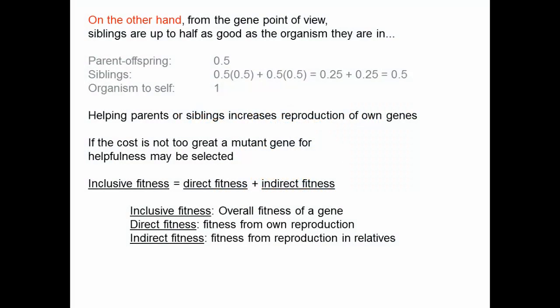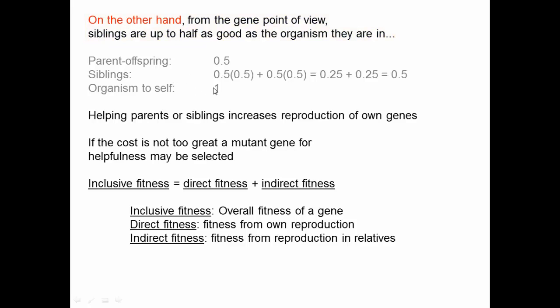Continuing from our previous video, if we think about intergenerational conflict, we've been thinking about it in terms of genes in individuals, maximizing the fitness of the individuals that they are inside of. On the other hand, from the genetic point of view, siblings are up to half as good as the organism that they are in. For an allele in an individual, there's a 50% chance that there are copies of that allele in the parent, and a 50% chance there are copies of that allele in siblings.